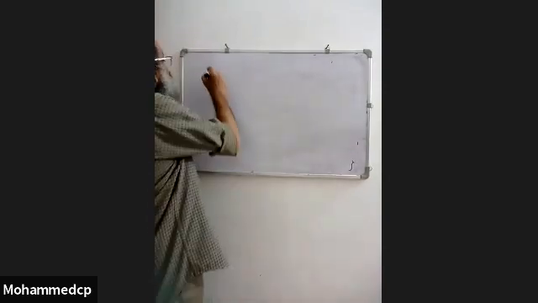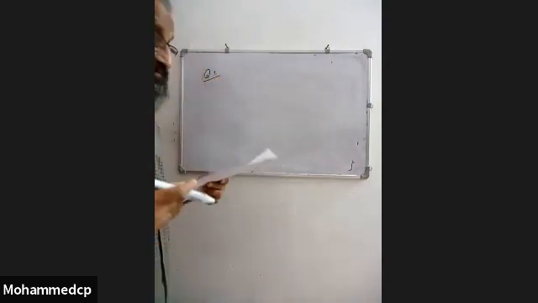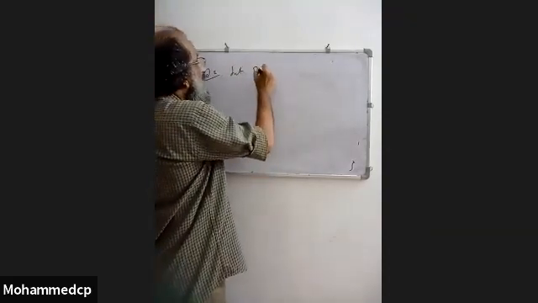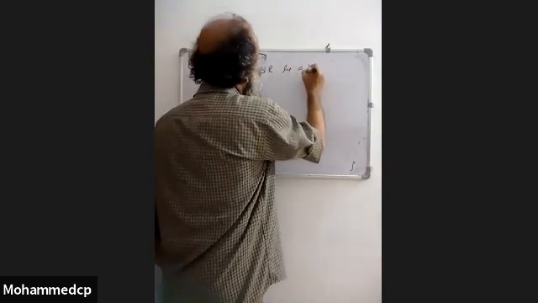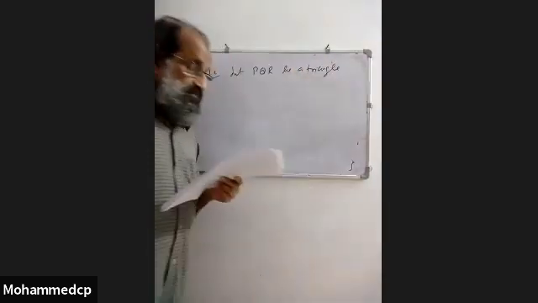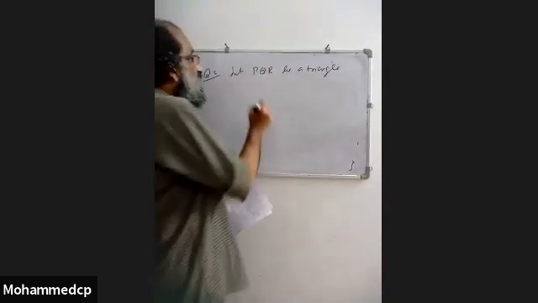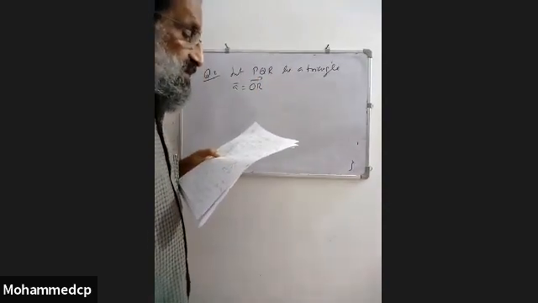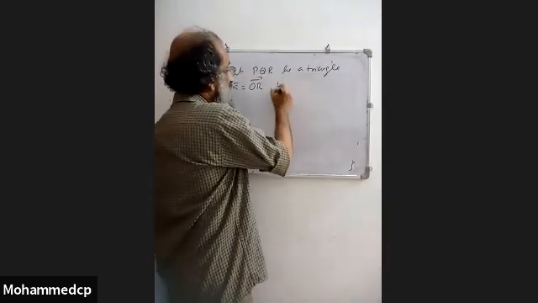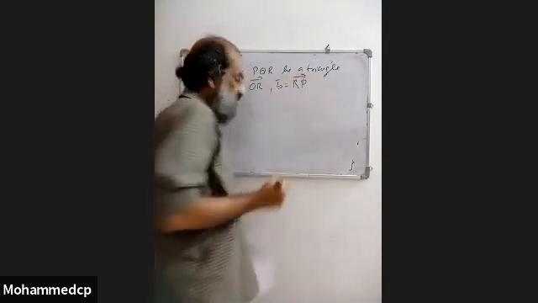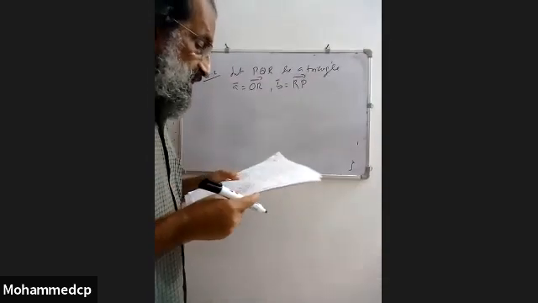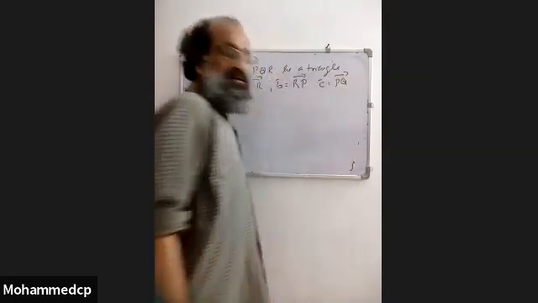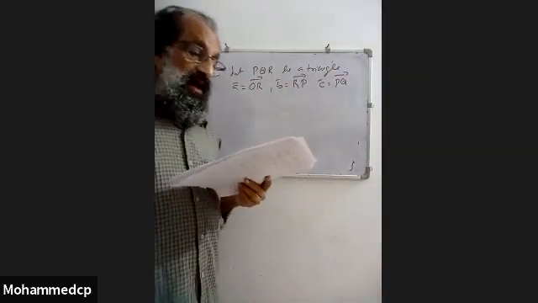Now we pass to the second question. Let PQR be a triangle with vector A equal to vector QR and vector B equal to RP, the sides, and vector C equal to PQ. We denote the three sides by small letters, as vectors, in that order.